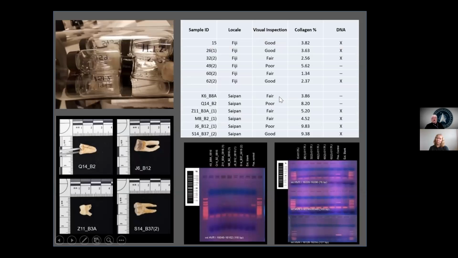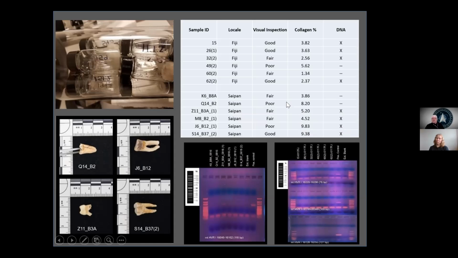This also shows you the collagen recovery here, the percentage of collagen recovery, and whether DNA was recovered or not from samples. And so you can see that there's not a perfect one-to-one comparison here. In this one here, we have 9% collagen recovered from the total weight of the material that we analyzed. And in both of those cases, the 9%ers had DNA in them.